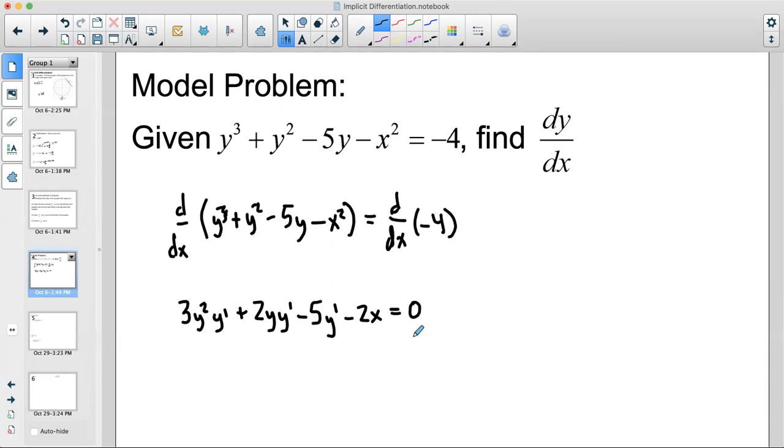That's a constant. So I've done the first step, which is take the derivative with respect to x of both sides. And I've used the implicit differentiation 3 times. Once here, once here, once here. I didn't really have to use it here because this was just something with x's in it. And now I collect everything with y prime on one side and everything without it on the other side. In this example, every term has y prime in it except for the 2x. So I'm just going to move that one to the other side. So I rewrite 3y squared y prime plus 2y y prime minus 5 y prime, and that's going to be equal to 2x. So I've done the second step.